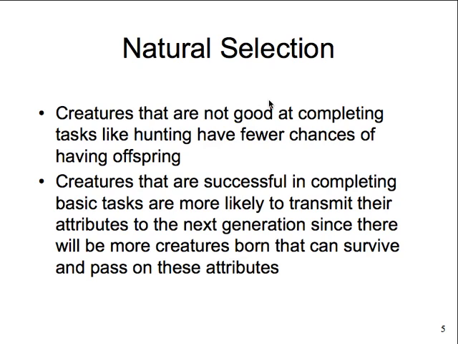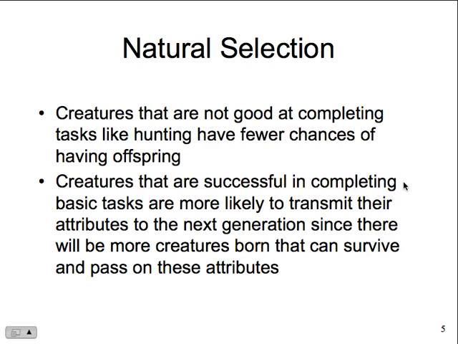Mutation allows us to kind of put in variables that are sort of outside of the box. So we mutate humans actually to see what would happen if we combine this and this and this, to see from a genetic point of view, maybe that'll create a stronger human, or maybe that'll create a stronger gene, or something that's going to pull a little bit more weight, or that's going to do something differently. So going back to the natural selection concept, the creatures that are successful in completing basic tasks are more likely to transmit their attributes to the next generation.